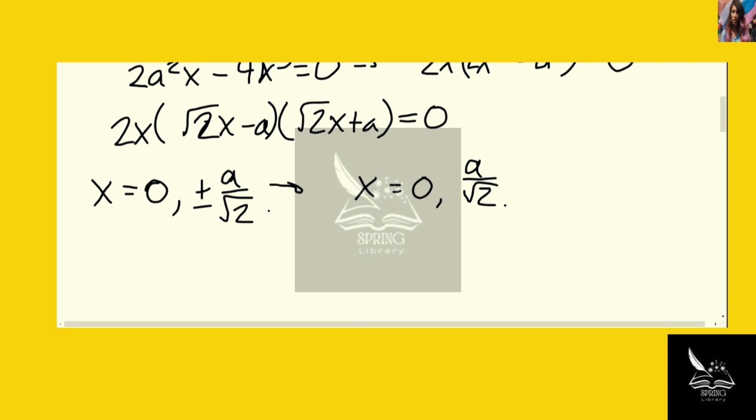Let's find the second derivative f double prime of x.